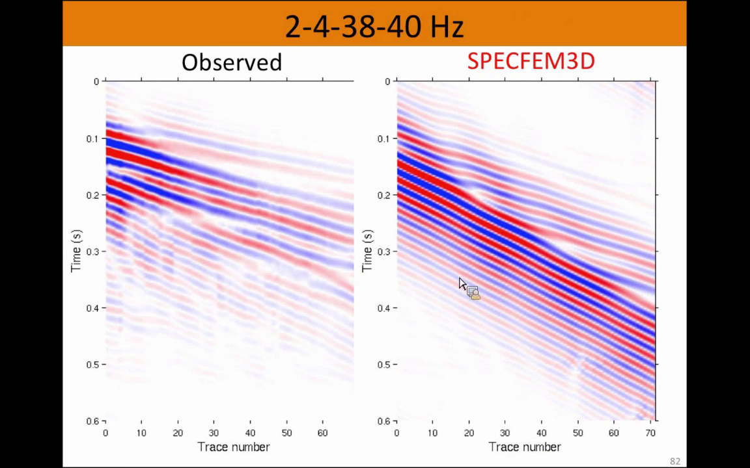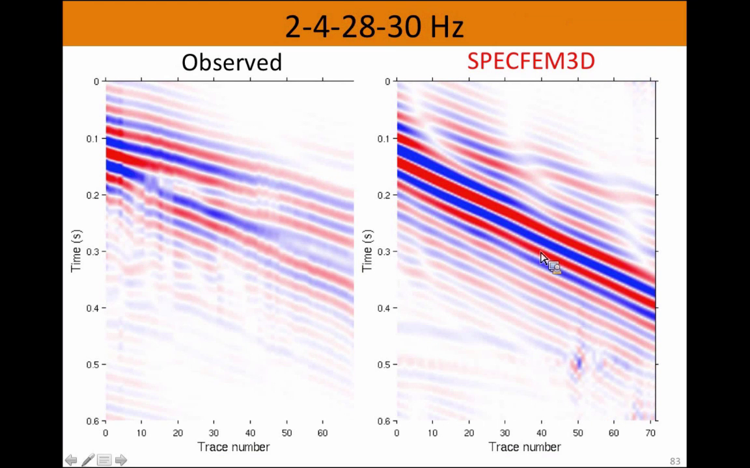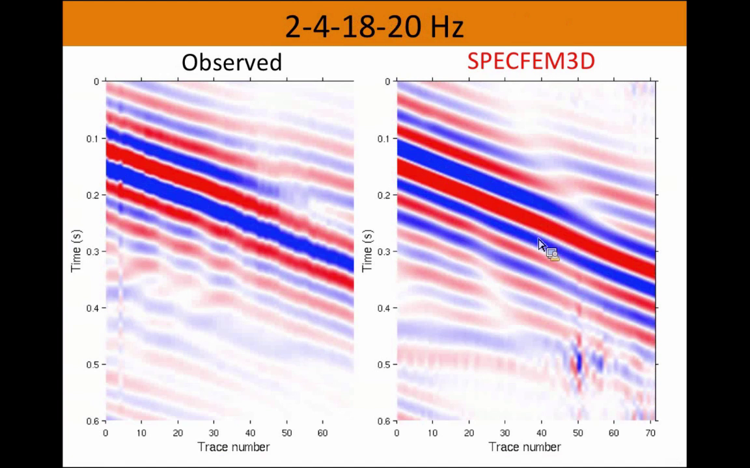Well, okay, good or not? Not good at this level, at this frequency range. We go to a lower frequency range, from 4 to 28 hertz. The match is better. So basically, these are some first arrivals here, and these are surface waves, and these are the surface waves in the synthetics. And if you go to a lower range, you see how the data now compare to the observations.